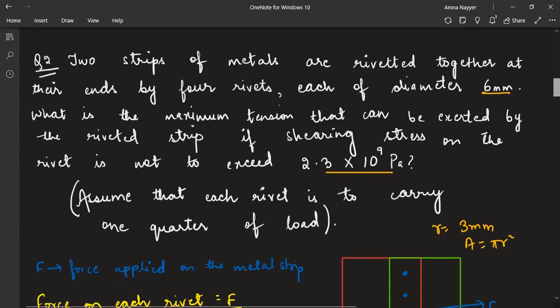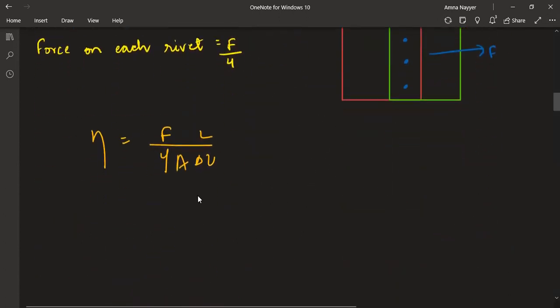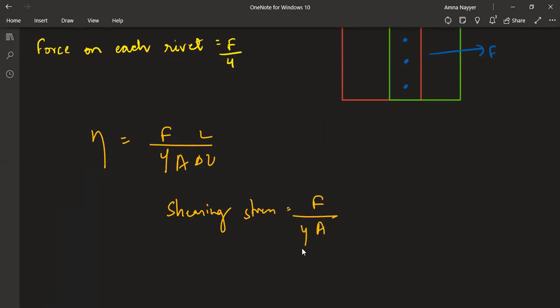So here you don't even need to use this formula. See, shearing stress will be force by area, and force is F by 4. So from here, force will be 4 into A into shearing stress.